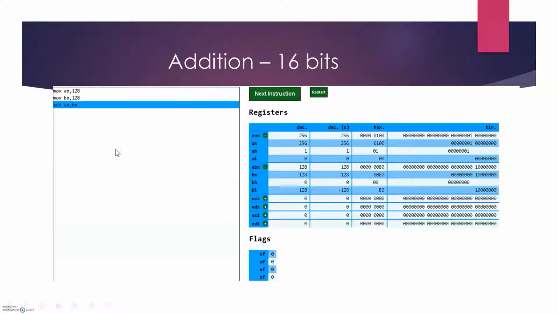Adding two numbers in a 16-bit source. For 16 bits, our registers are AX and BX, and as you can see, I added these two numbers at the third command, AX and BX, and my result comes to 256.